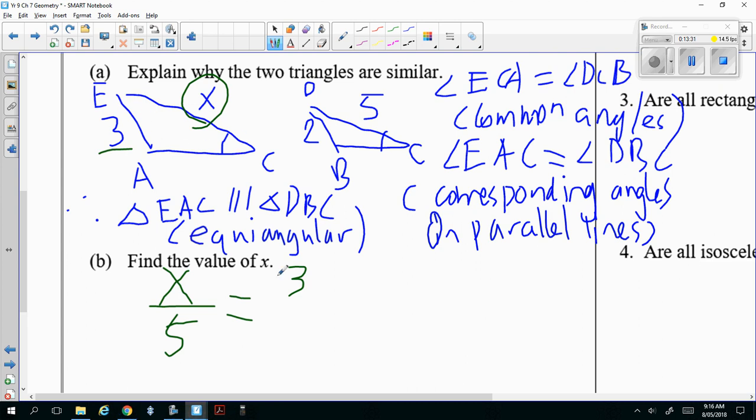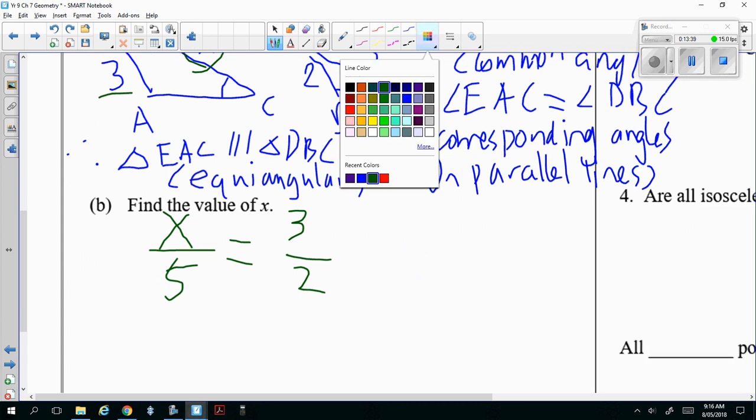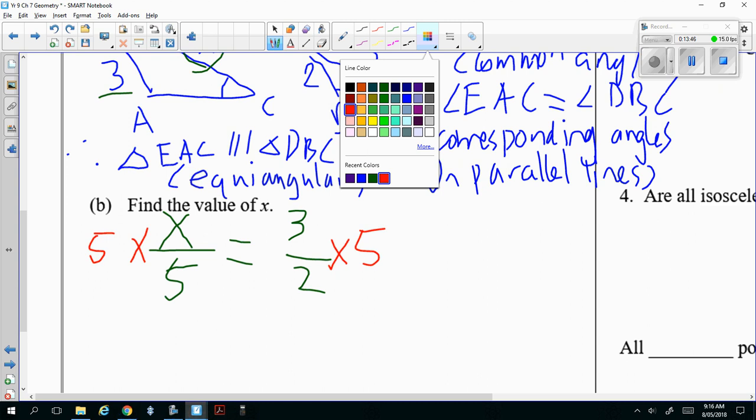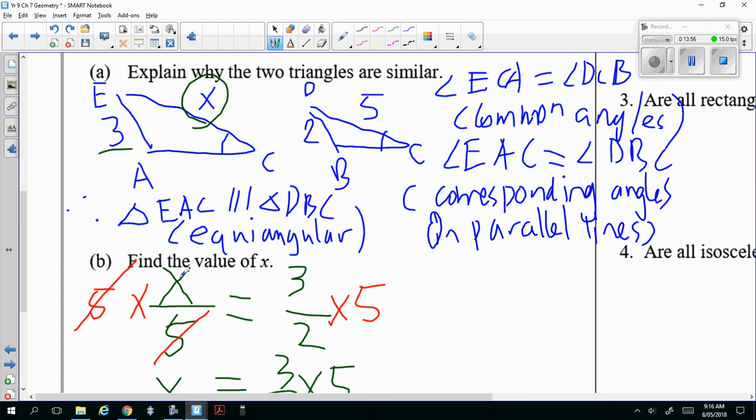So you get an equation. And once you get the equation, how do we solve it? You multiply both sides by 5, then you can find x. So you get x equals 3 over 2 times 5. Why is it not easier? So you start x matches with 5, 3 matches with 2. Write this down, and then times both sides by 5 to get the answer.